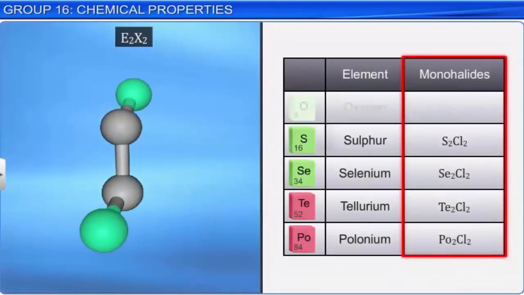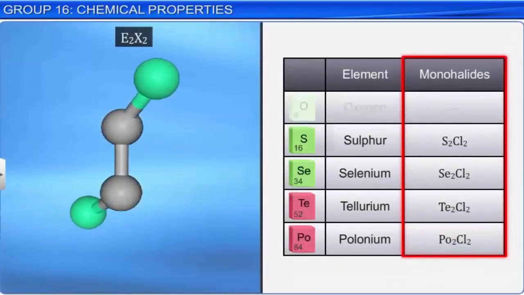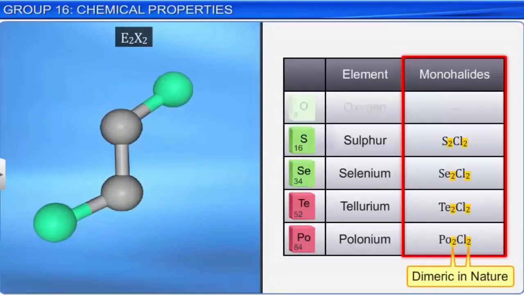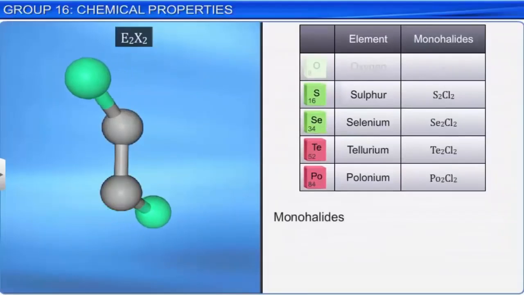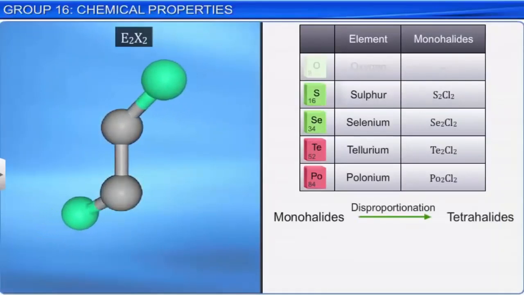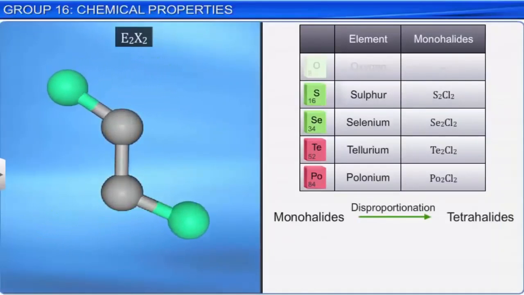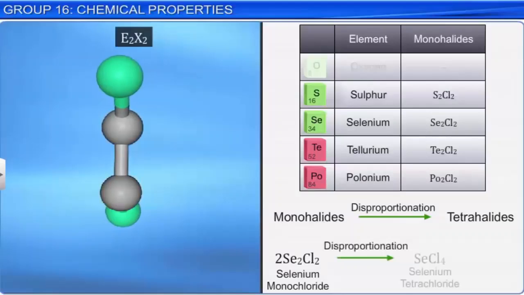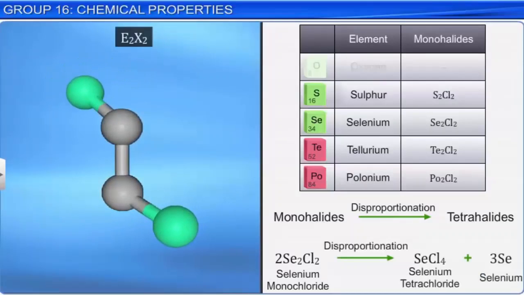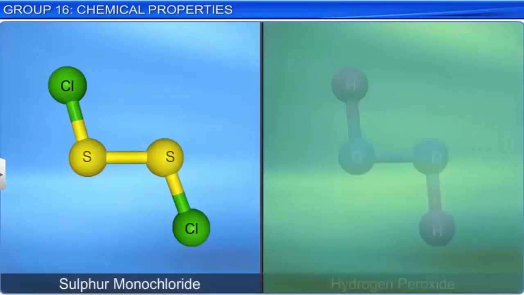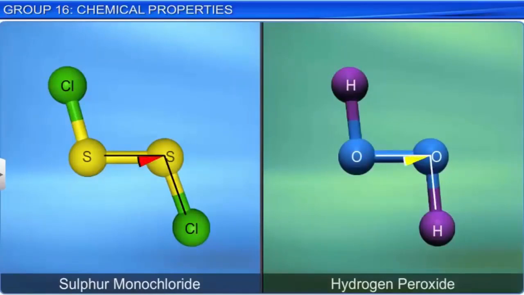Monohalides exist as E2X2 and are dimeric in nature. Monohalides undergo disproportionation and are converted into tetrahalides. For example, selenium monochloride undergoes disproportionation to form selenium tetrachloride and selenium. The structure of these monohalides is similar to that of hydrogen peroxide with a bond angle of 104 degrees.